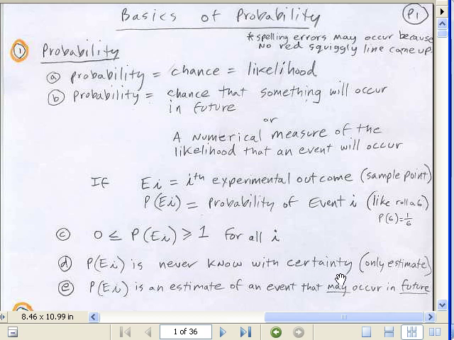Probability is never known with certainty. It is only an estimate, because we're estimating something into the future. Do you know the future for sure? Well, there's a couple of things that get pretty close to 1 and 0. What's the probability that the sun is going to go out in the next 10 seconds? That's pretty close to 0. What's the probability that it's going to rain at least one time this year in Seattle? That's probably pretty close to 1. And those are probably pretty certain. But the future is never known with certainty. P of the event sub i is only an estimate of an event that may occur in the future.